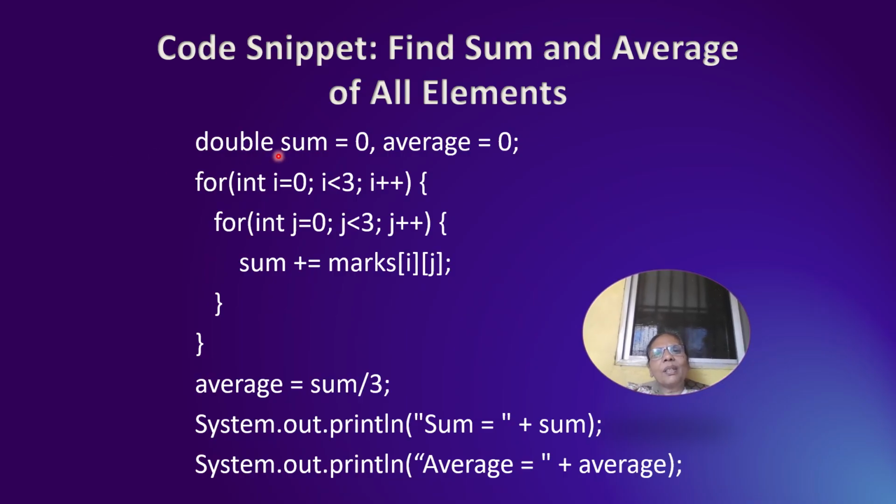So double sum is equal to 0, average is equal to 0, int i is 0, i less than 3, i plus plus, for int j is equals to 0, j less than 3, j plus plus. So this is all a nested loop where we are maintaining the sum. First we are calculating the sum. So sum is equals to sum plus marks of ij. Once we are done with all the calculation of the sum in the double dimension array, we will calculate the average. Average is equals to sum divided by 3. And then using System.out.println, we are displaying the sum and the average.